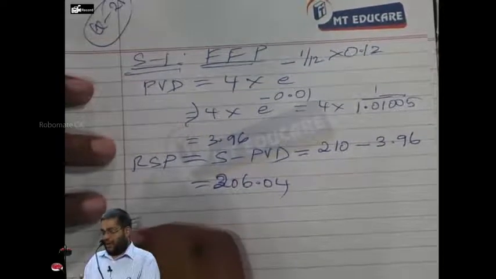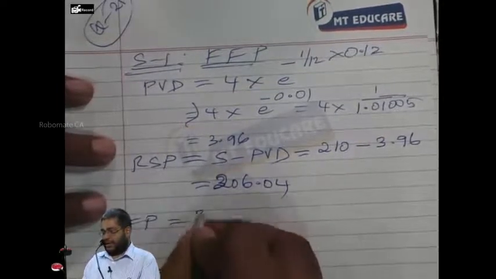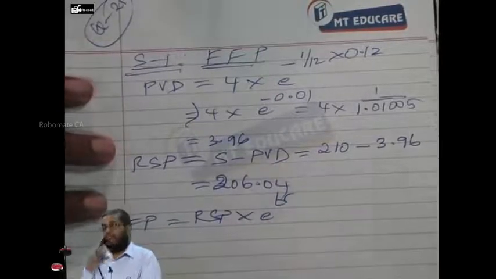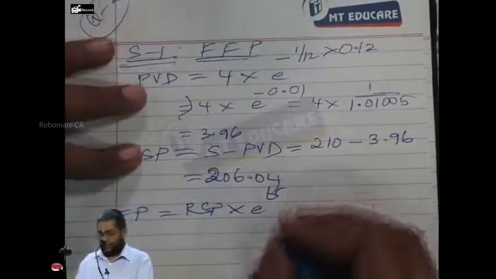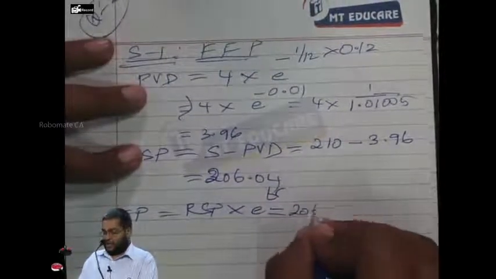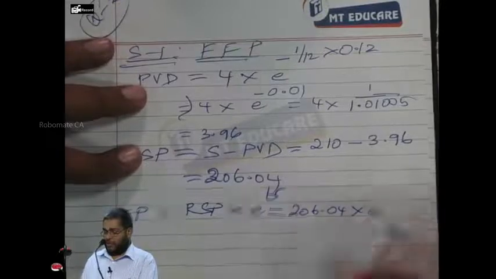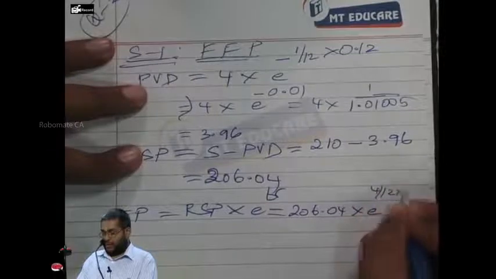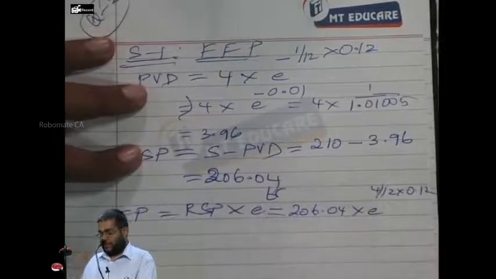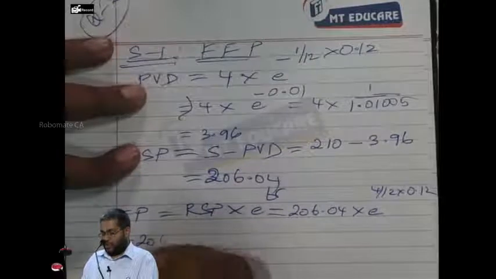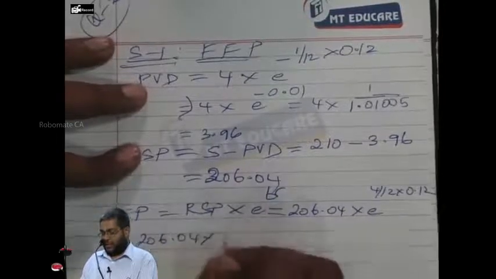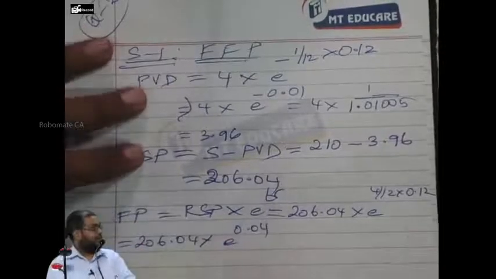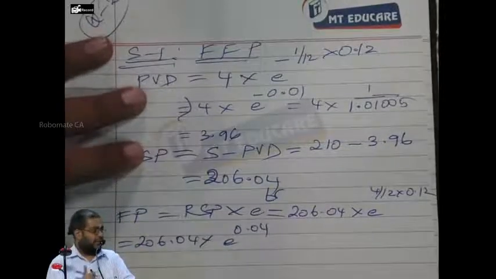Now, I have to find out what? Future price is equal to what? Revised spot price into e power rt. Future price, revised spot price into e power rt. 206.04 into e power. How many months is the future? 4 months. 4 by 12 into 0.12. 206.04 into e power 0.04. I think you're all having the flow of the solution now.